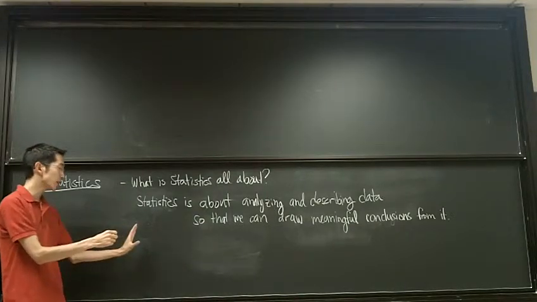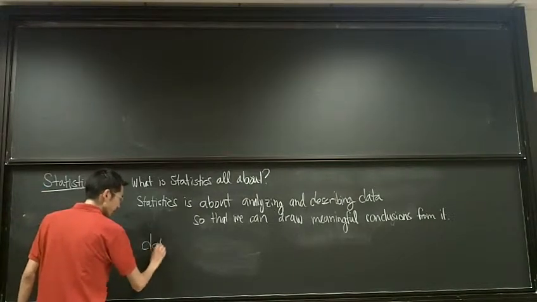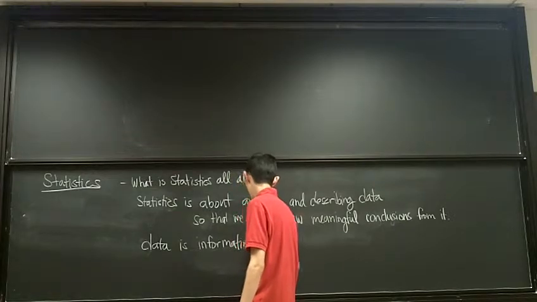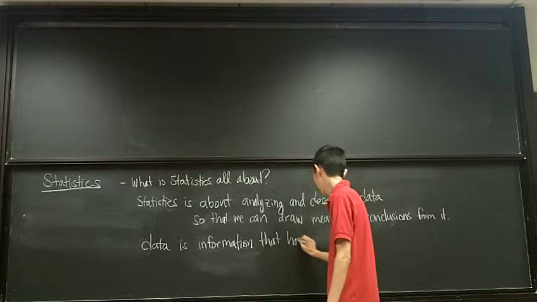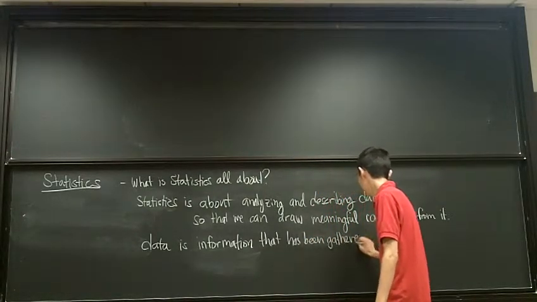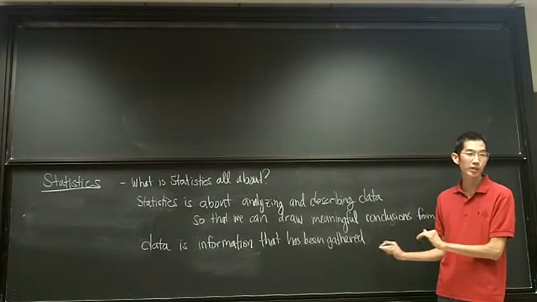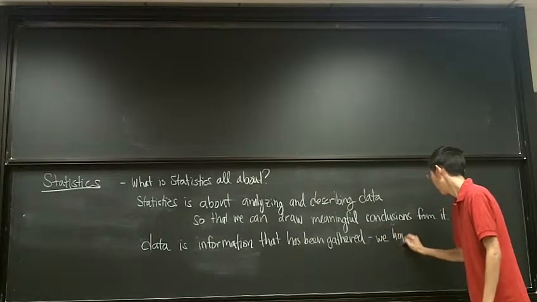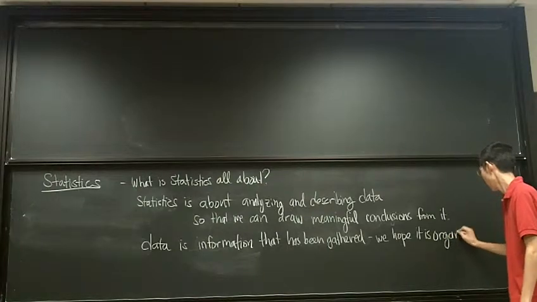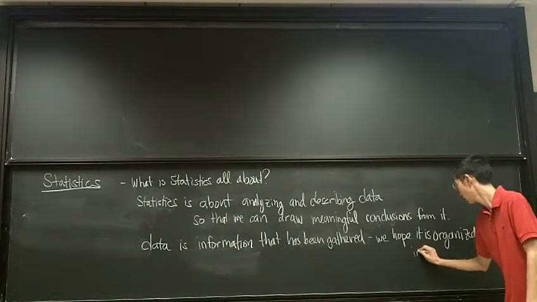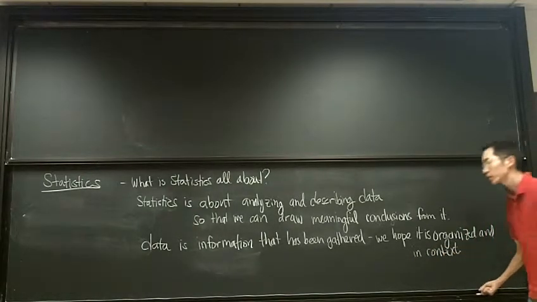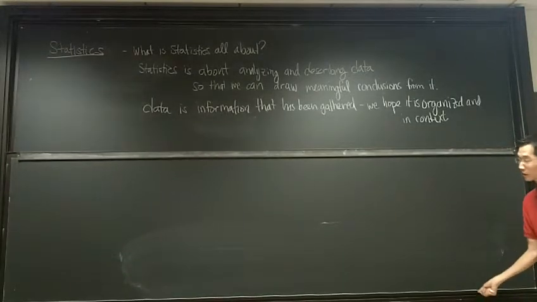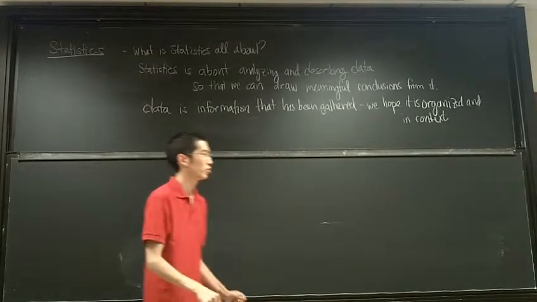So let me just give a brief definition of data. Data is information that has been gathered, and hopefully it's organized and in context. So just having numbers all by themselves is not data.